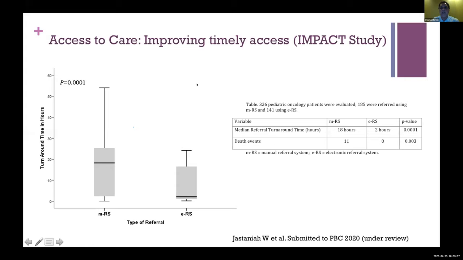And we compared the processing turnaround times in the 12 months before introducing the electronic referral system, which we called the manual referral system, where patients or hospitals faxed papers manually and they were processed manually, compared to improving communication and turnaround times for processing in the electronic referral system. And what we found is that the turnaround times in the electronic referral system were significantly improved, and no early deaths were observed in the 12 months following the introduction of the electronic referral system, implying that improving timely access to care by improving turnaround times of referral processing improves patient outcomes.